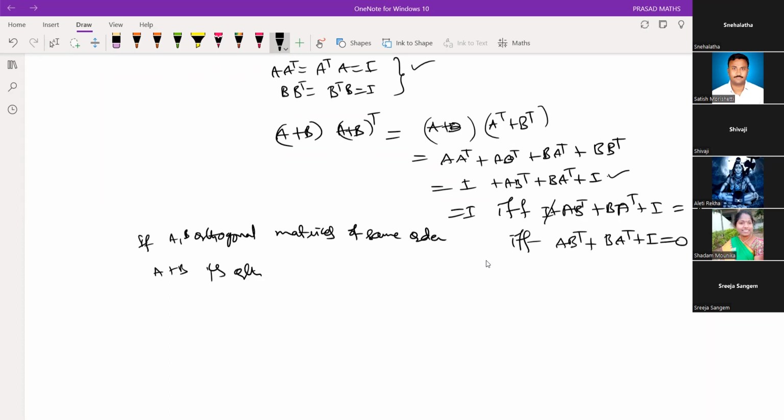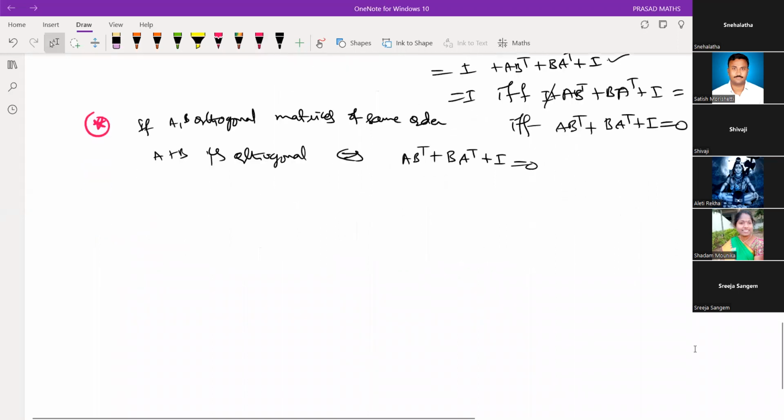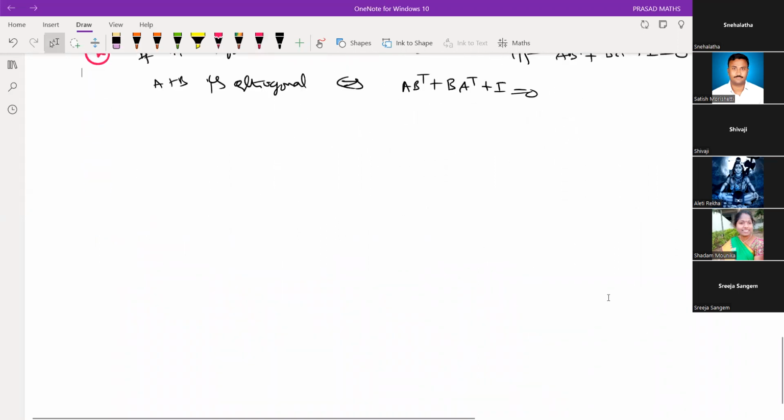Is orthogonal if and only if AB transpose B into A transpose plus identity matrix is equal to 0. In general, some may not be orthogonal, but if you take this additional condition, A into B transpose plus B into A transpose plus I equals to 0, then this sum would be orthogonal. Is it clear? Yes, sir.